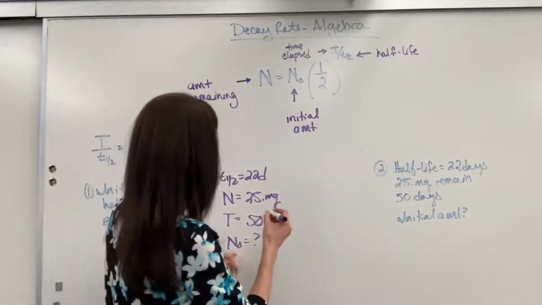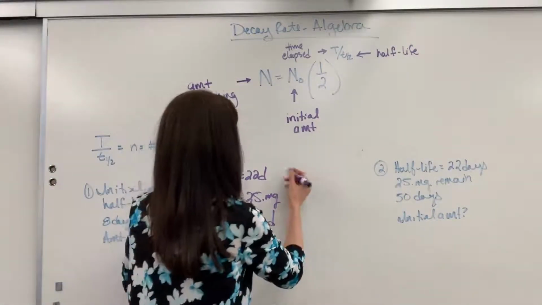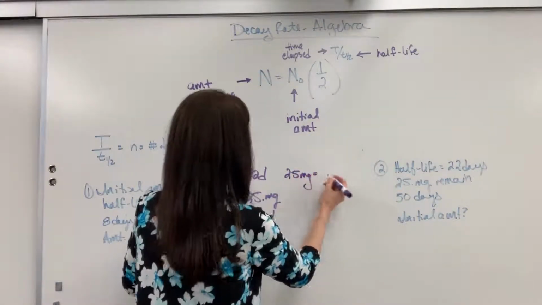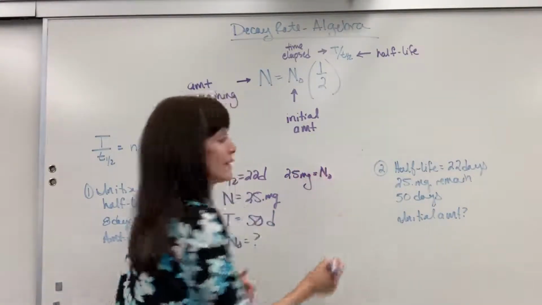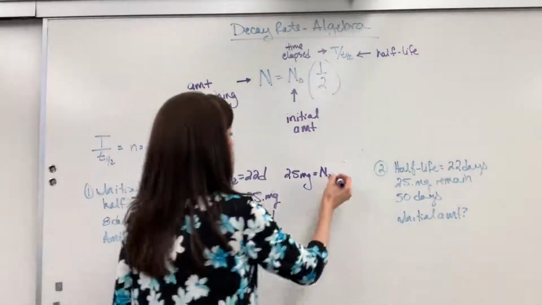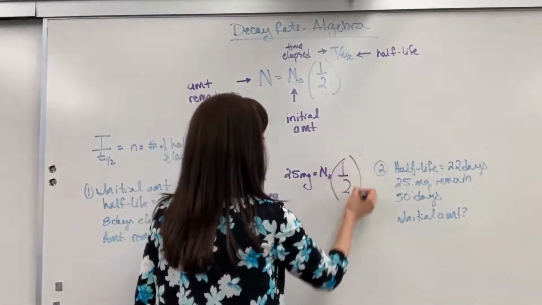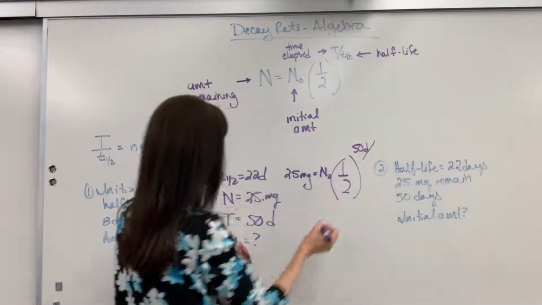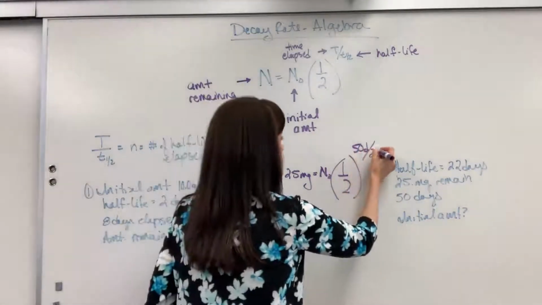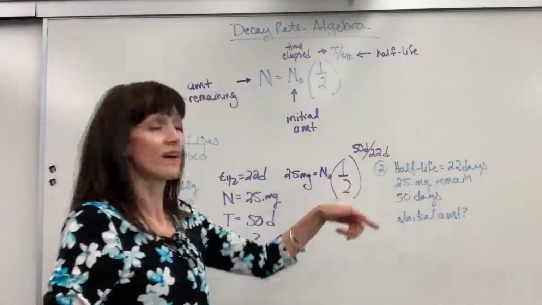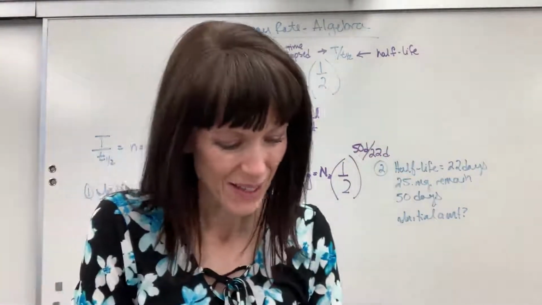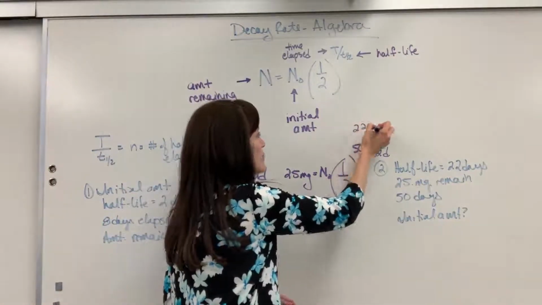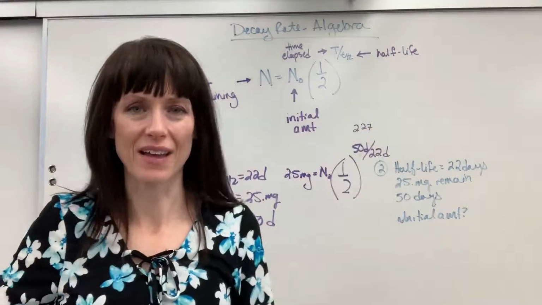We're going to have the amount remaining was 25 milligrams equals N naught, that's my unknown, times 1/2 raised to the time elapsed, 50 days, divided by the half-life, 22 days. Now, if we divide 50 by 22, that is going to give us 2.27. I'll make a note up here, it is 2.27. So we didn't end on a perfect half-life.